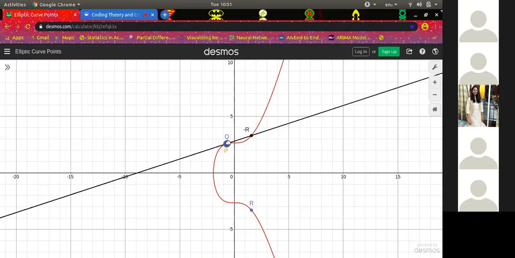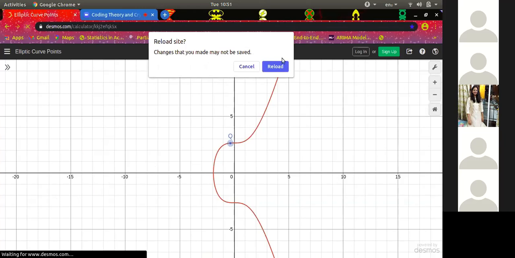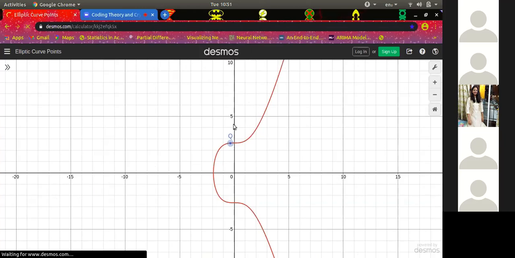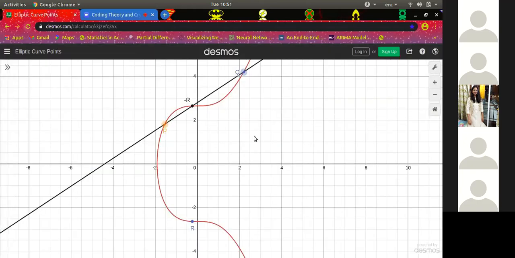Just a second, P has vanished. Is it GeoGebra or Desmos? No, it's Desmos. Okay. GeoGebra, I think it's in LaTeX. I think we can draw pictures and stuff like that. Right.